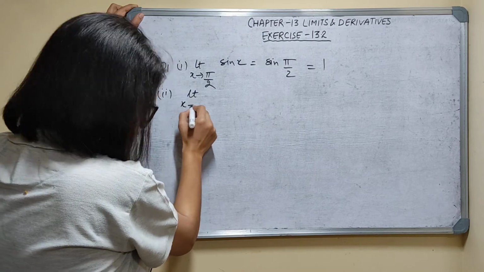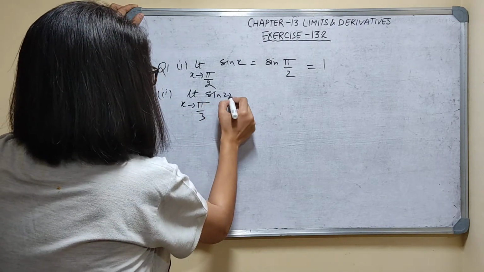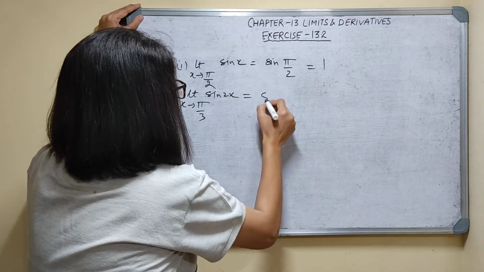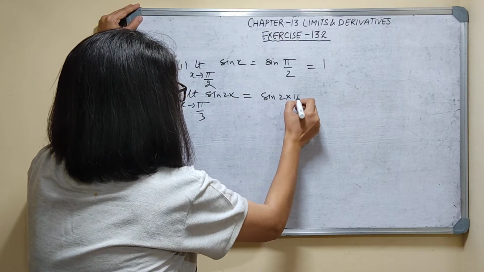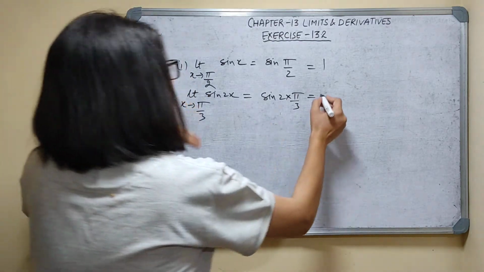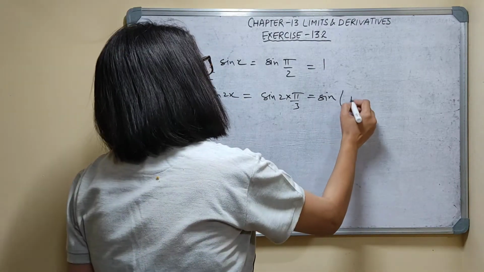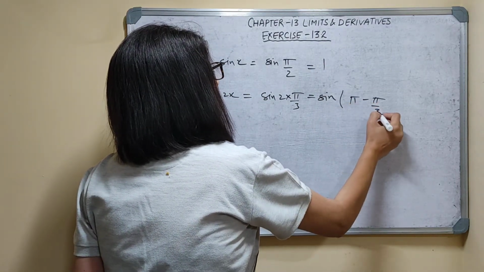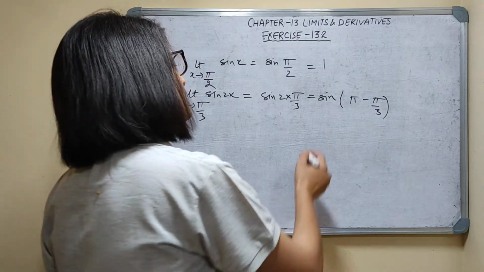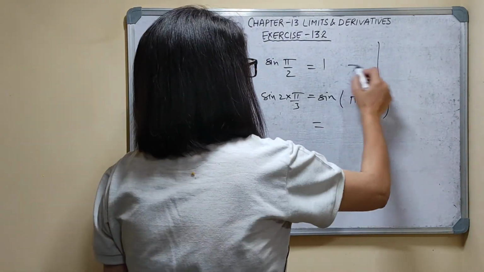Second part. Limit x tends to pi by 3 of sin 2x. So I can write directly the value sin 2 into pi by 3, so 2 pi by 3. So I can write sin 2 pi by 3. I can write sin pi minus pi by 3. Sin pi minus pi by 3, sin 180 minus theta. Like this.